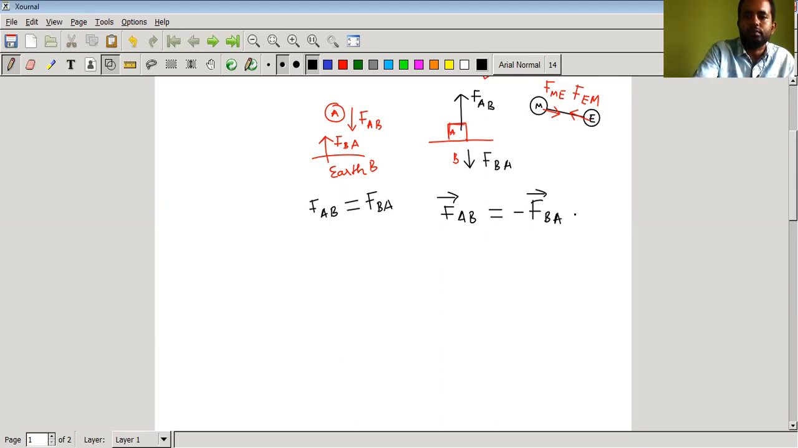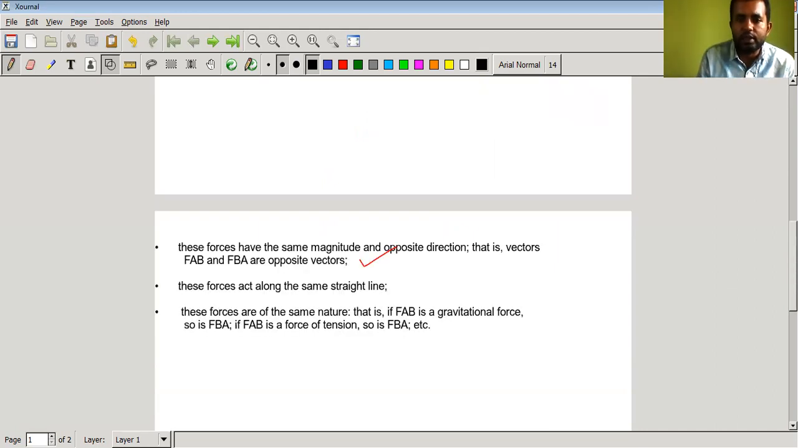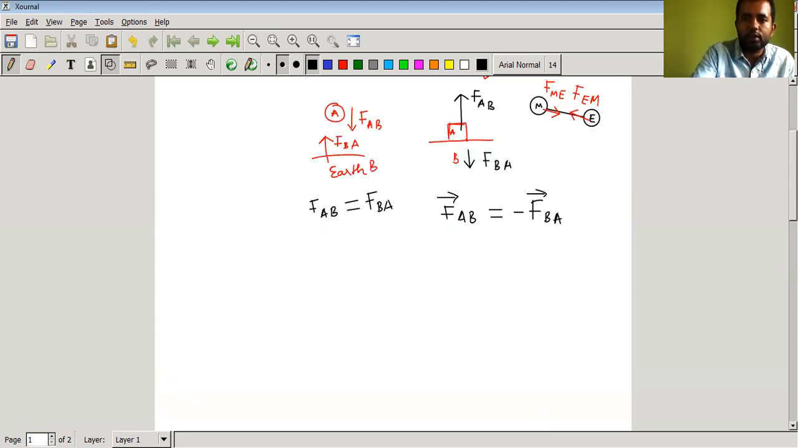Now let us see the second property, which is common. These forces act along the same line. Fine. So in all the three diagrams, if you draw a straight line, one is acting along this and one is acting along this. Same goes for this and this. So they act along the same line.